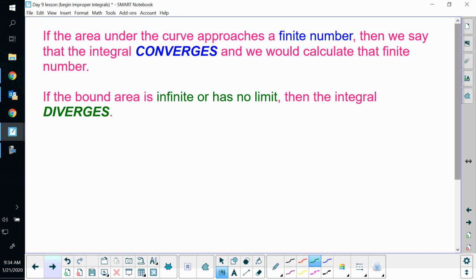So if we go to the third page, we say that the area underneath our curve converges if it is approaching some finite number. And then we go ahead and we calculate that finite number. But if the area approaches infinity or has no limit, then we say that it diverges. So when we're solving improper integrals, if we get a number back, that's really just the number that it's approaching. It's the number that it's converging to. If we get some infinity back, then we would say that it diverges.